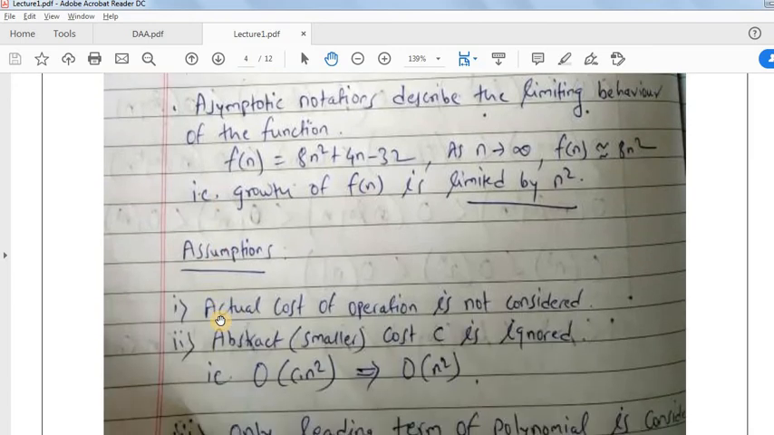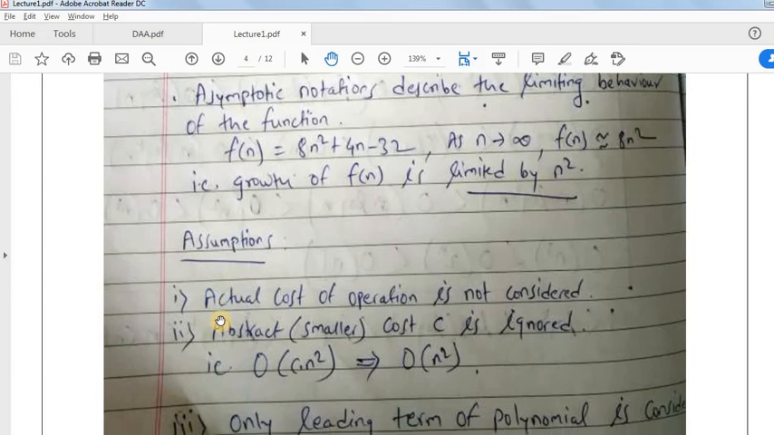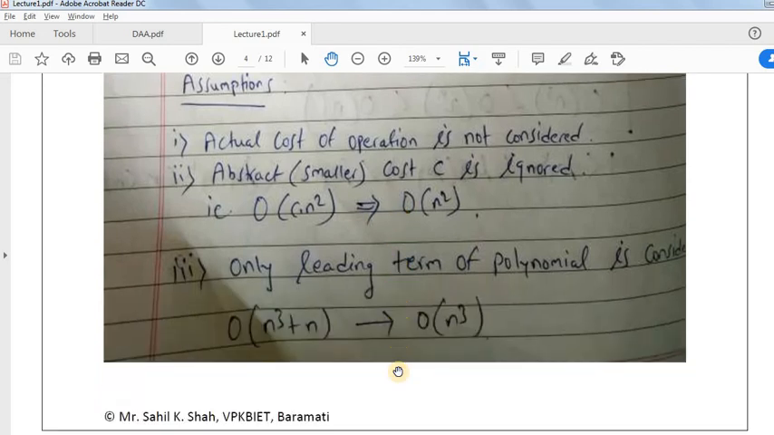Assumptions made while defining asymptotic notations. While having asymptotic notation for any algorithm, we will not consider the actual cost of any operation like performing addition, multiplication of two numbers, assignment or anything. The more focus will be on major terms. If there is usage of any abstract or smaller cost functions, those should be simply ignored. You can observe O of c n square can be reduced to O of n square. C is ignored.